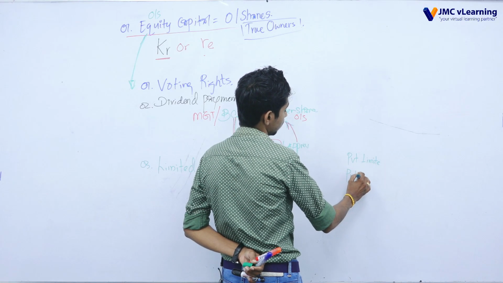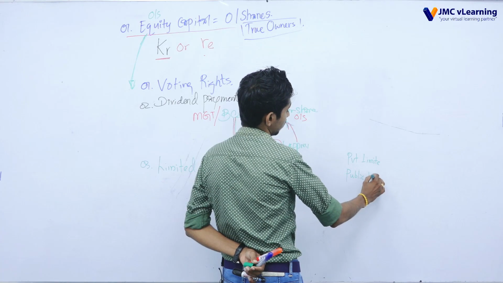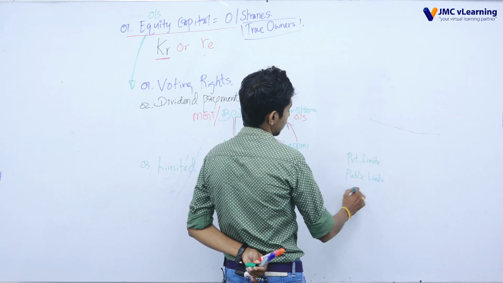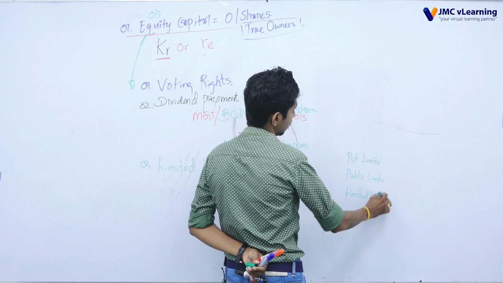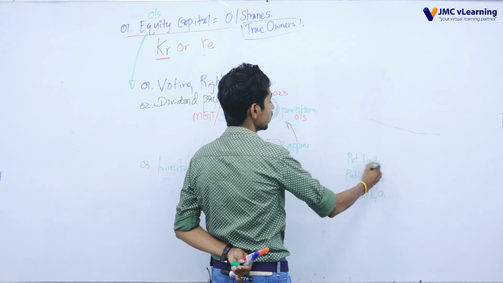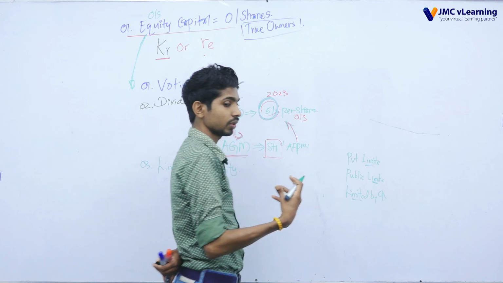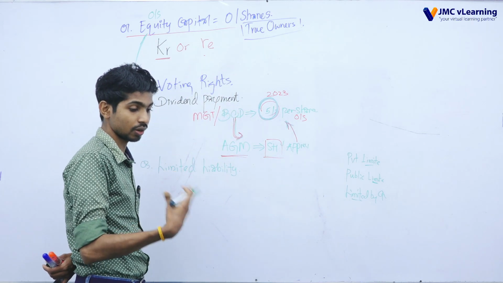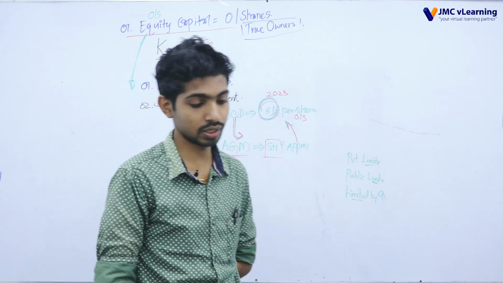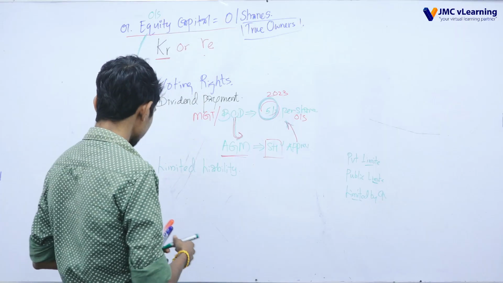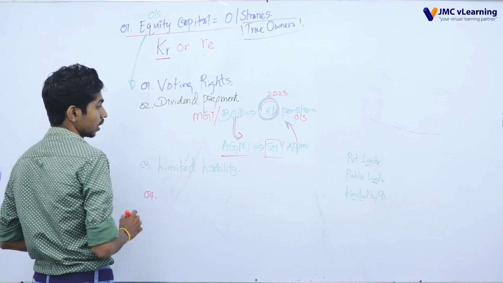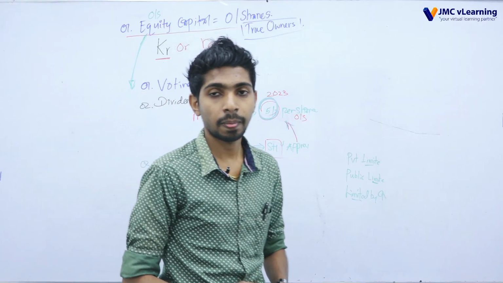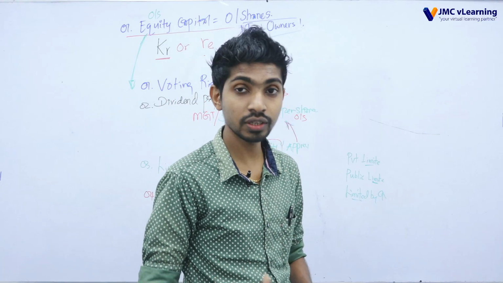public limited, limited by guarantee. Likewise, those are limited. Limited means we cannot go beyond the investment amount. That is the third one, limited liability. Fourth one, we can say, is the liquidation rights.